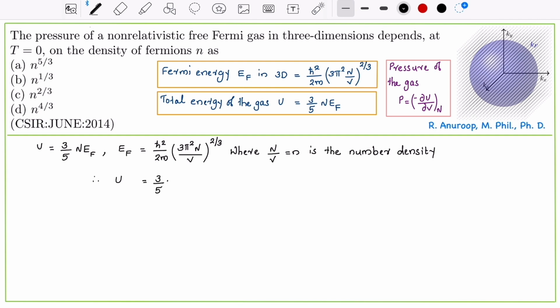Now what is the total energy U? U is equal to 3 by 5 N EF, that is equal to 3 by 5 N ħ² by 2m (3π² N by V) raised to 2 by 3.